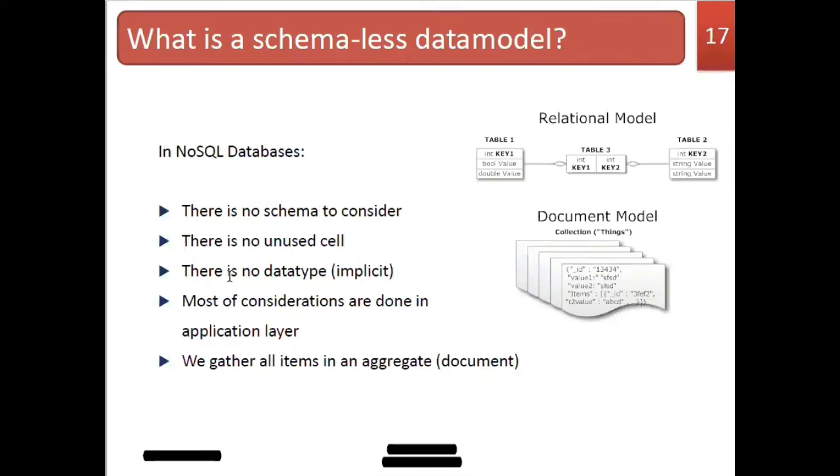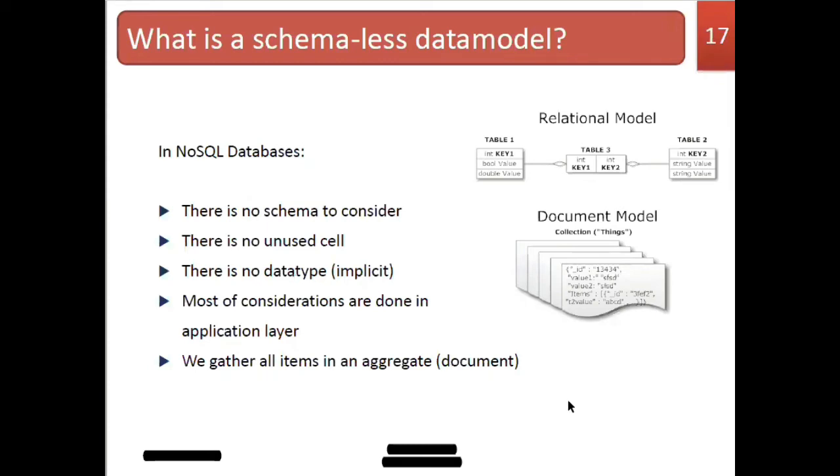Then there is no unused cell, because we are not using any cell here in the document model. And then there is no data type also. Okay, because it is just going to use an unstructured way of storing the data, so there is no strict data type here, right? And most of the considerations are done in the application layer, right? So here we are not really dealing with all the schema and data type, and designing the structure at the lower level. Instead we'll be doing it at the design level itself, that is in the application layer itself.